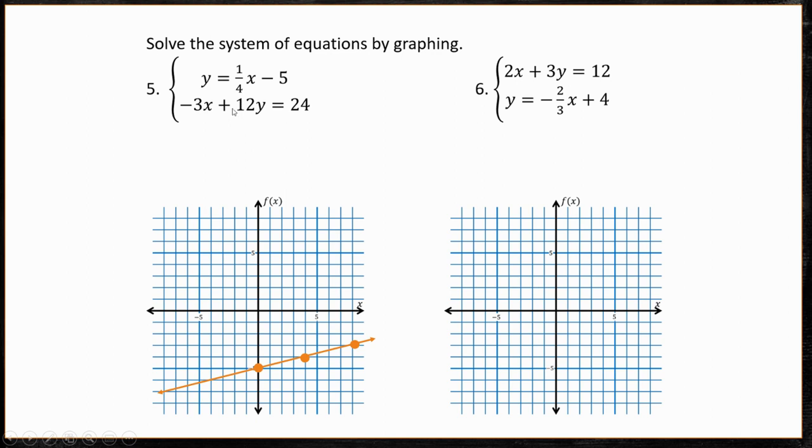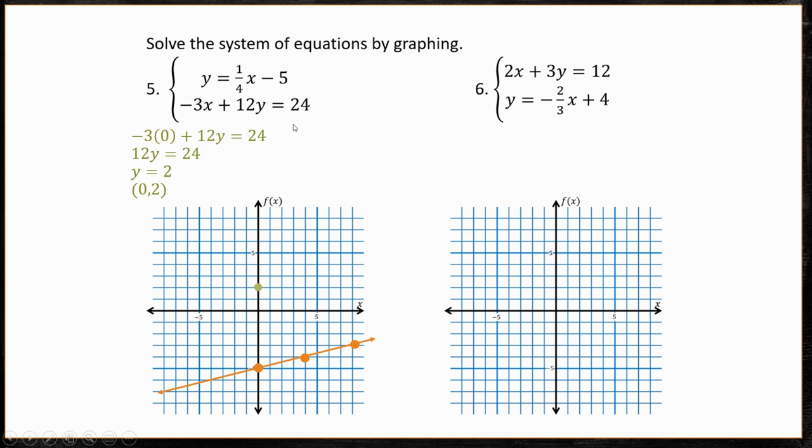The second equation is in standard form, so the quickest and easiest way to graph it when it's in standard form is by finding the x and y intercepts. So I put 0 in for x. So -3 times 0 is 0. That leaves us with 12y equals 24. I would divide both sides by 12 and I get y equals 2. So 0, 2 is 1 point that is on this line.